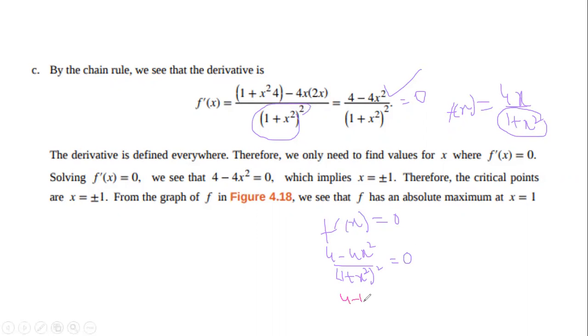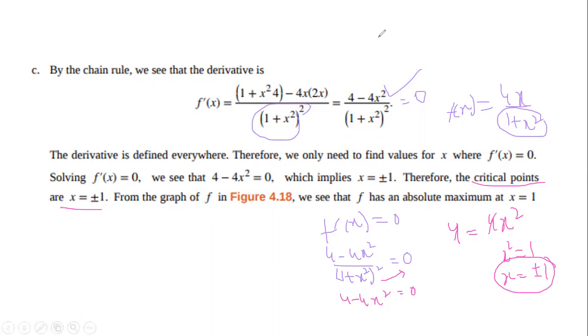So it will be 4 minus 4x square. This will multiply here, so it is 0. And this will be 4 equals 4x square. This 4 and 4 will cancel out, so x square equals 1. This means that x equals positive or negative 1. So therefore, the critical points are x equals plus minus 1.